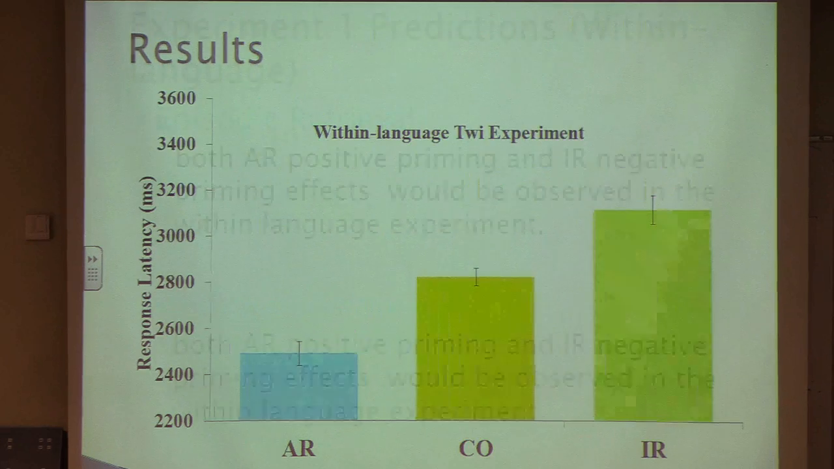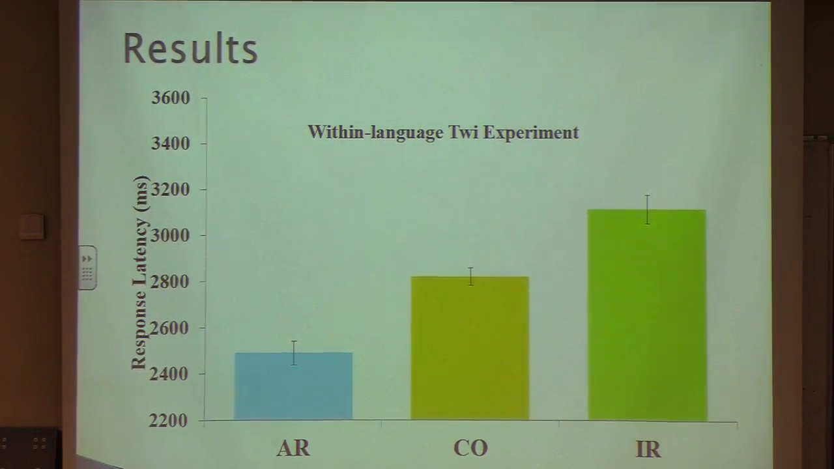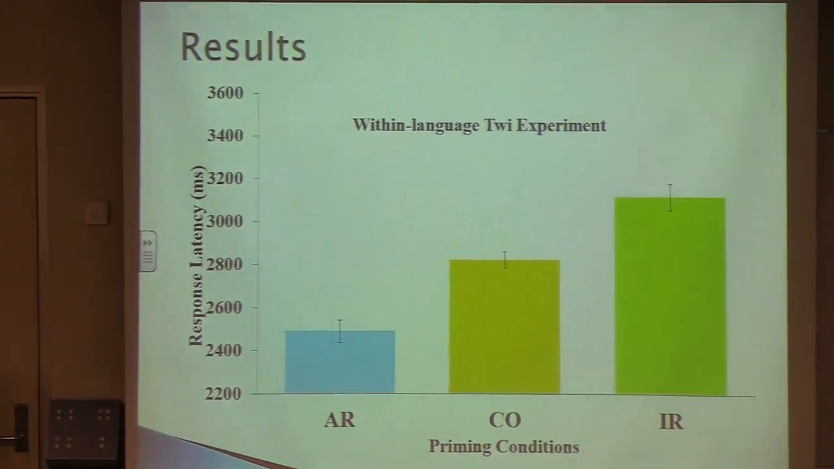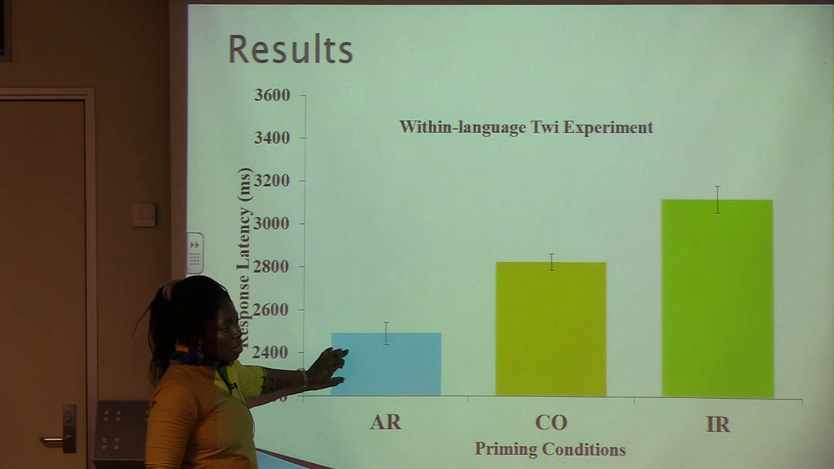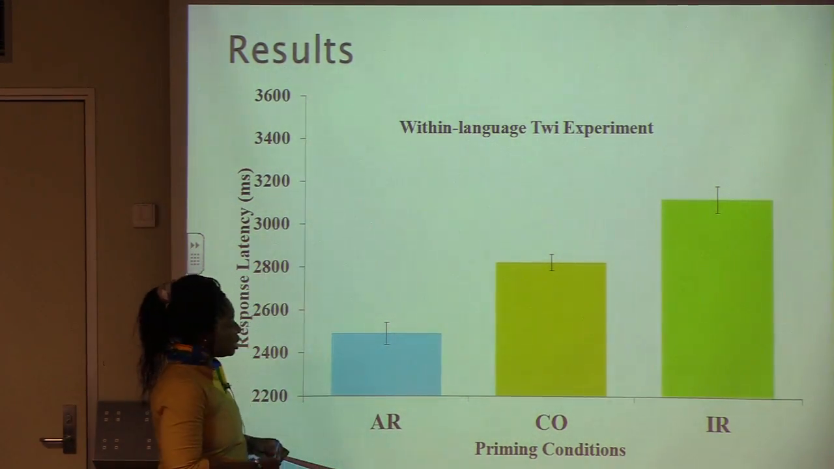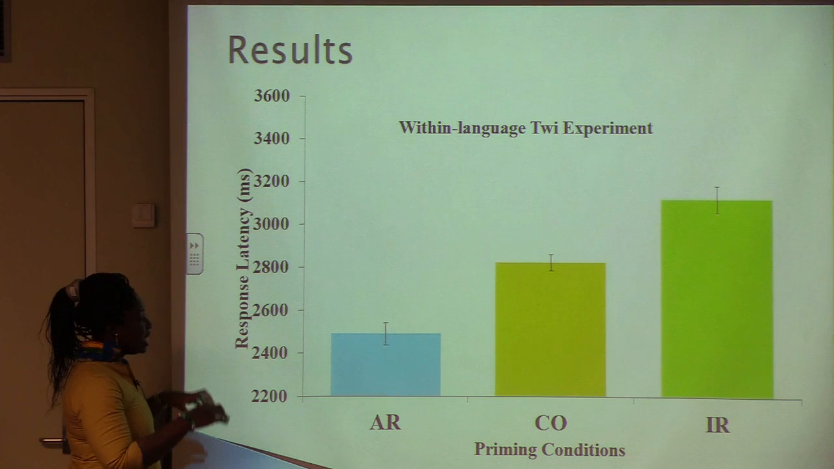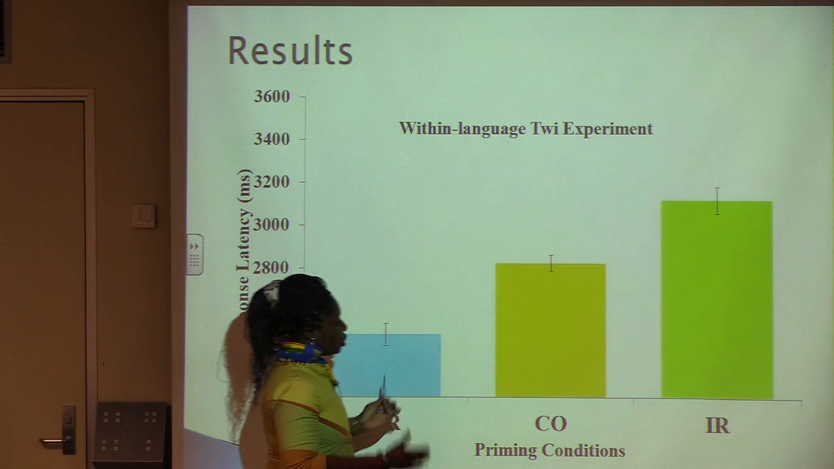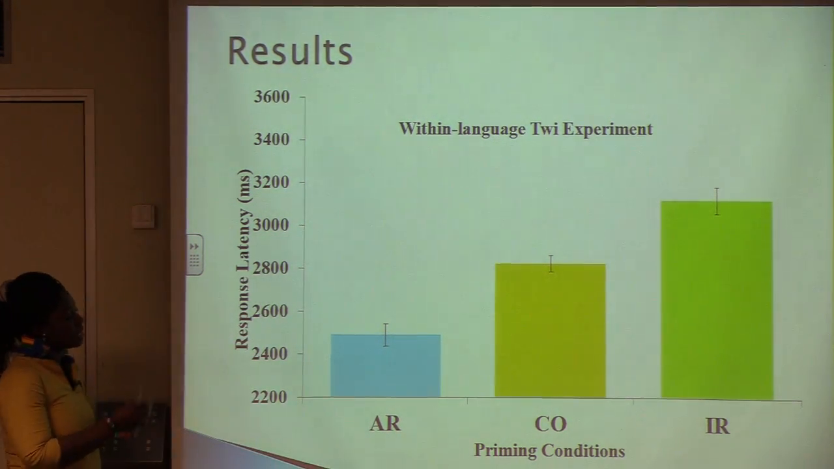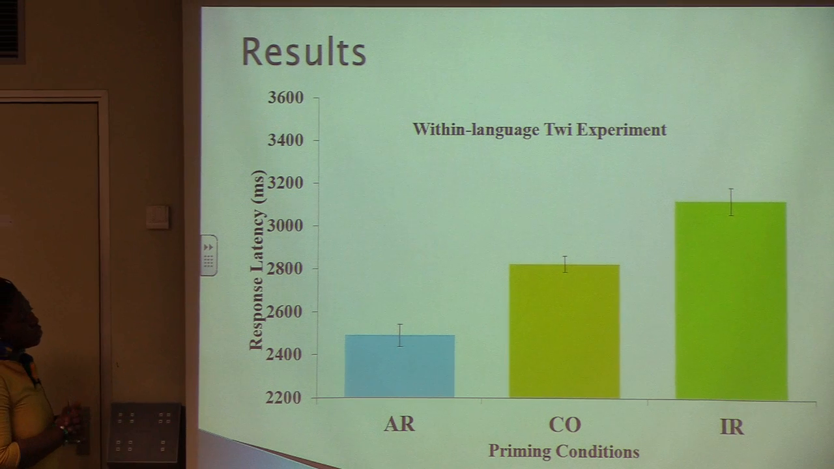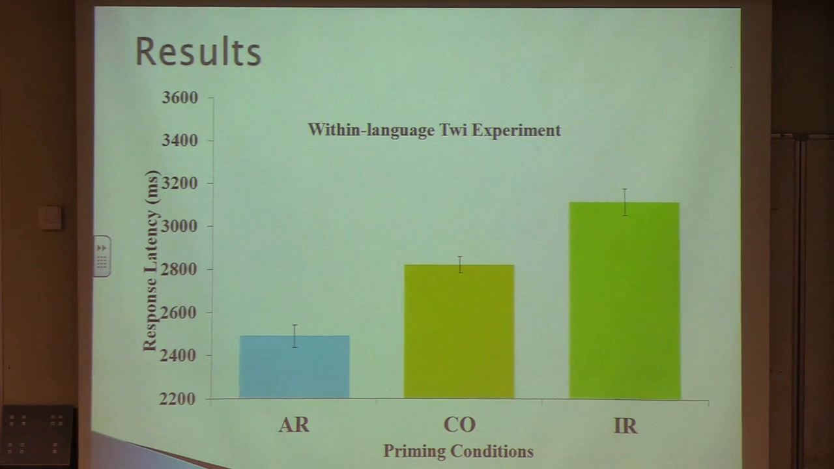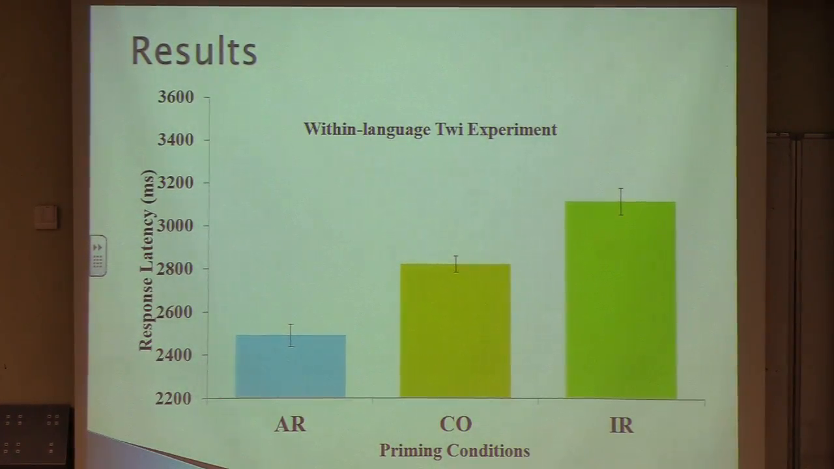Now, if you look at the results section, you could see that, consistent with the assumptions by the 2 theories, there is a faster reaction time here compared to the control condition, which means there was a positive priming effect in the within language experiment. And if you look at the ignored repetition and the control, you could see there was a significant difference between the IR and the CO, which also shows that there was a negative priming effect in the ignored repetition condition. Actually, this experiment is going to serve as a baseline for the next experiment, which I'm quite interested in.